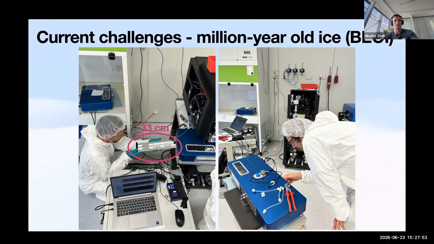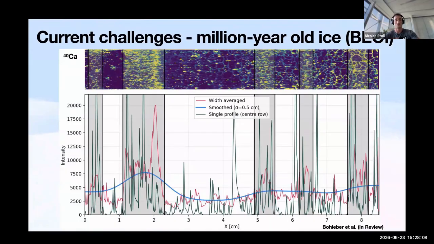I highlighted it here. They can be up to 33 centimeters long. And you can analyze 33 centimeters and put 3 of them on the sample stage, and therefore have 1 meter of ice analyzed in 2 or 3 hours if everything goes great. And here's just an example from a paper that's currently in review.